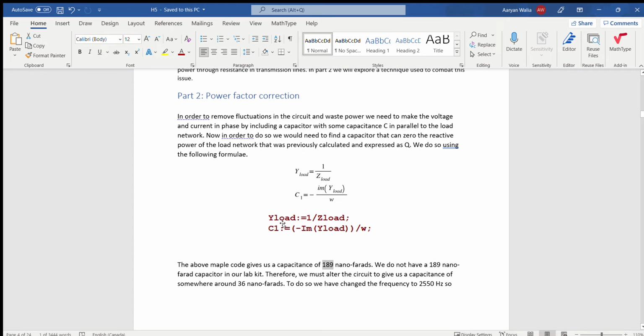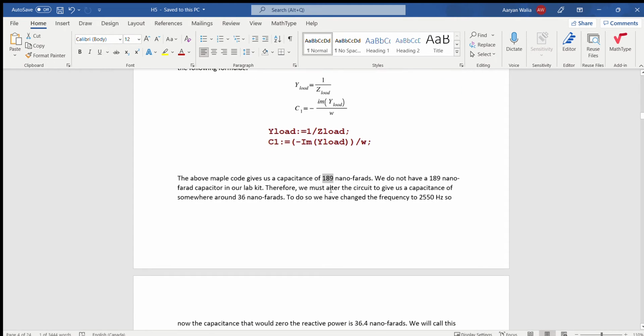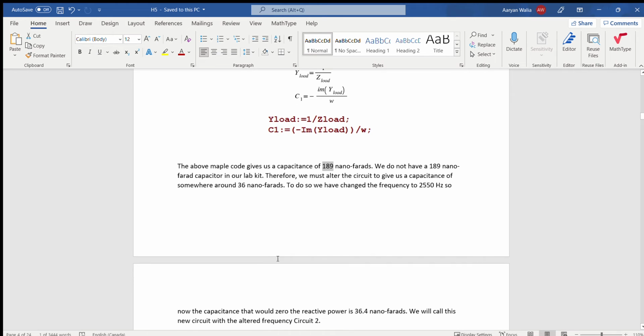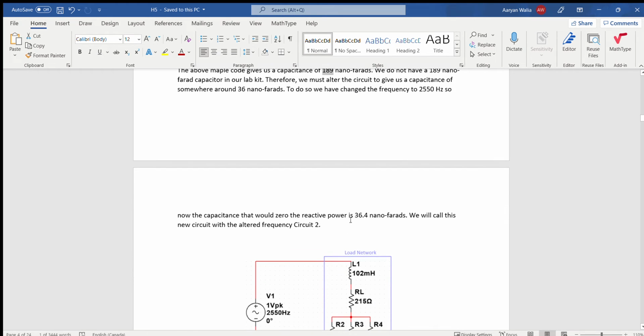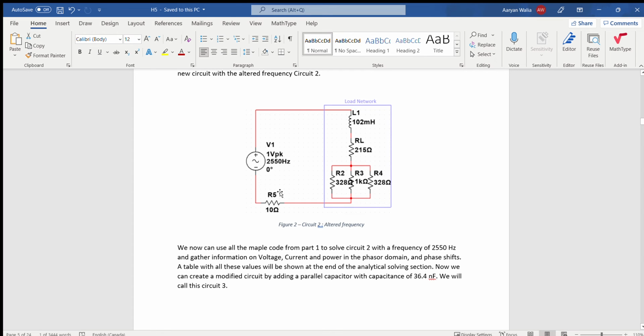We use admittance formulas to find the correct capacitance. We found that it was 189 nanofarads, so we had to change up the circuit so that we could use this 36 nanofarad capacitor in the physical build because that's what we have. So we just had to change up the frequency pretty much. We just do the same steps as we did above to solve this circuit and get the values that we want.